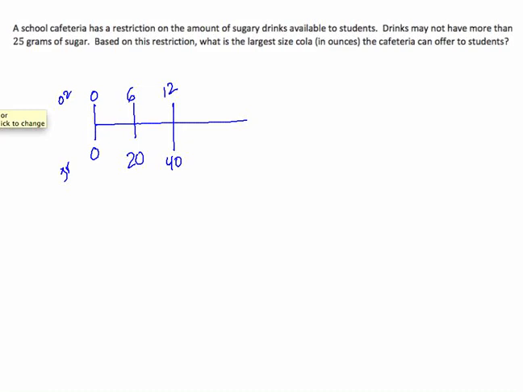So we're going to use a double number line. 6 ounces has 20 grams. 12 ounces has 40 grams. And I don't need to continue my number line because it says that drinks may not have more than 25 grams of sugar. So 25 grams would be, we know 30 is in the middle. So 25 is going to be closer to 20.